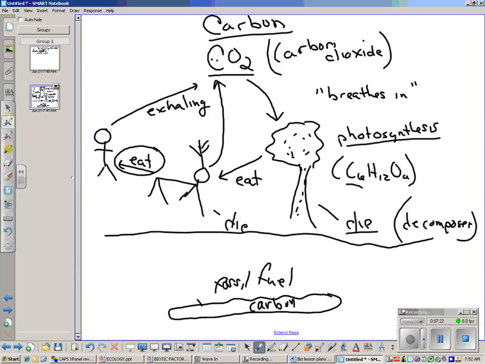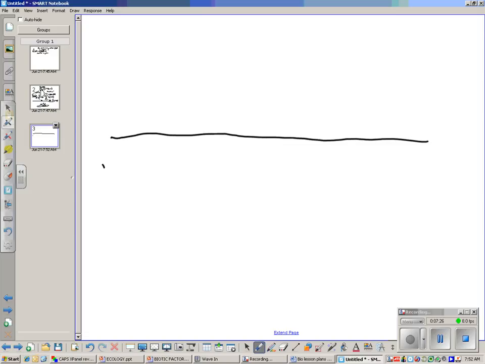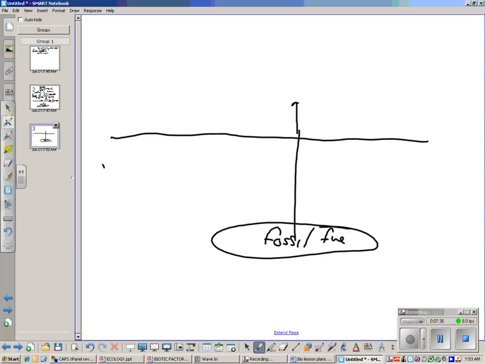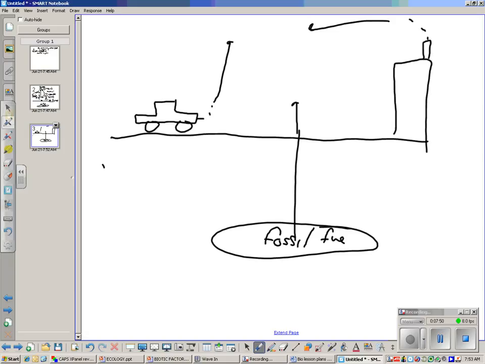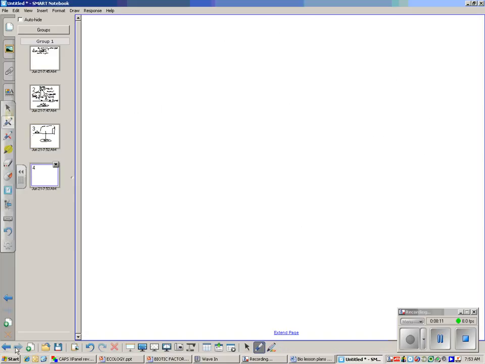I'm going to slide over to the next slide and talk about this. So here's the ground. Here's our fossil fuel. And what have we humans done? Well, we humans have pumped that fossil fuel out of the ground. We use it to make our cars go, and we use it for our factory buildings. And those things are putting carbon back into the air. This carbon that used to be trapped in the ground is now being put back into the atmosphere. So what?